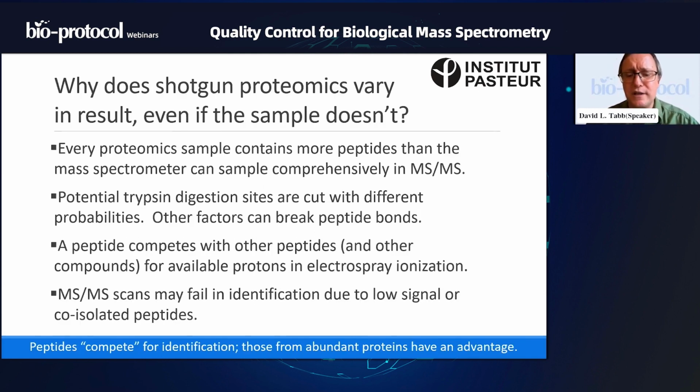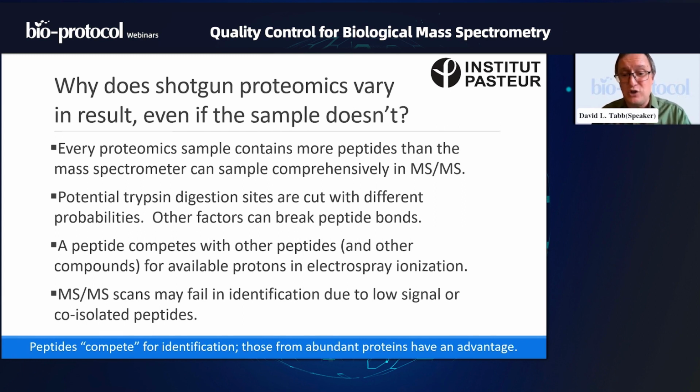I just wanted to say that this is the point where an eyebrow would raise. I know that's heresy, but I think those of us who work with software come to respect just how deeply weird it can be. Okay, so why does shotgun proteomics vary in result even if my sample doesn't?